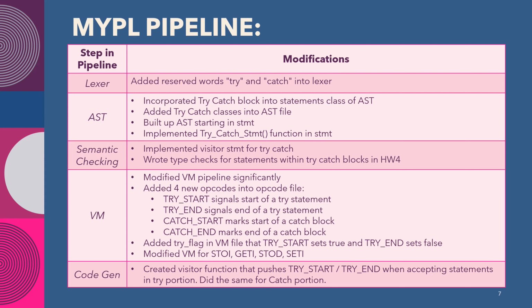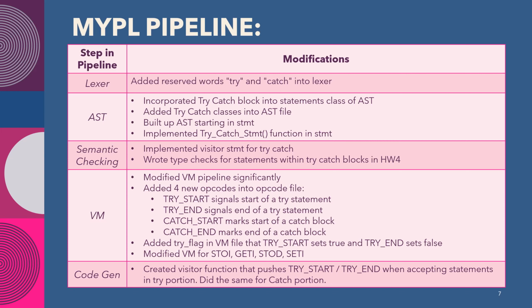And I also added a flag into the VM that is just a Boolean value that try start sets true and try end sets false. And that's just to let the program know we're in a try statement or not, so it'll know how to handle errors accordingly. And then I also modified the VM for handling different errors according to string to int, which is what I was testing a lot for runtime errors, getting an index in an array, string to double, and then setting an index in an array.